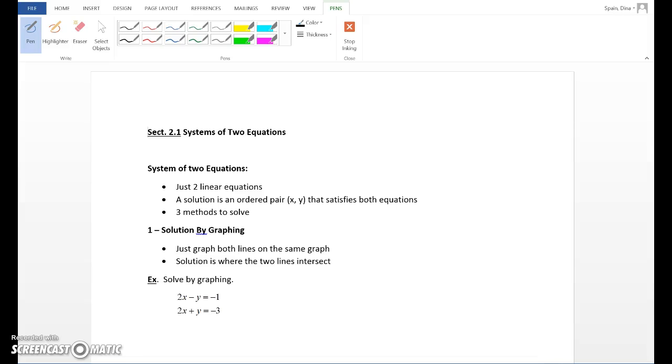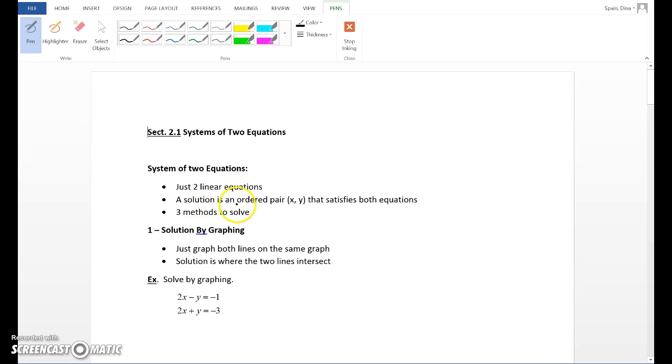Okay, here are the notes for the first part of section 2.1. Systems of equations. This is systems of two equations. They'll have two unknowns. And all they are, as you can see in this first bullet, is two linear equations. That's all there is. So you'll have an equation with x's and y's in them.